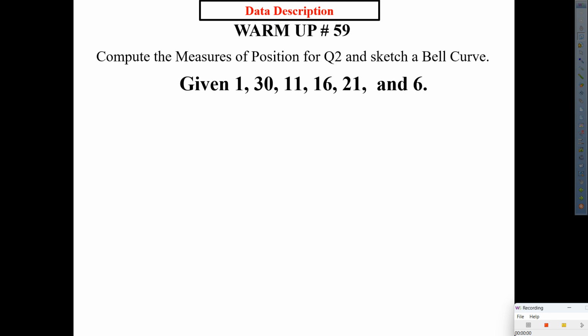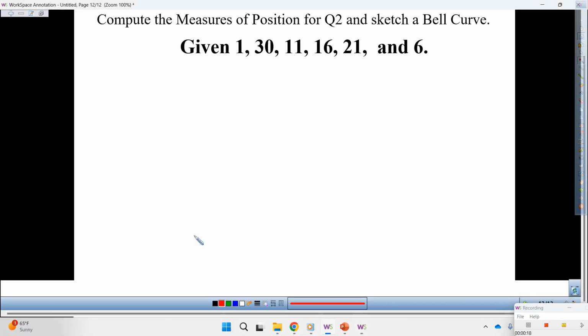So warm-up number 59 should come up on your screen. It says compute the measures of position for Q2 and sketch a bell curve, given 1, 30, 11, 16, 21, and 6. We started, please. Record this. And I'm going to write over here on the side, reminder.